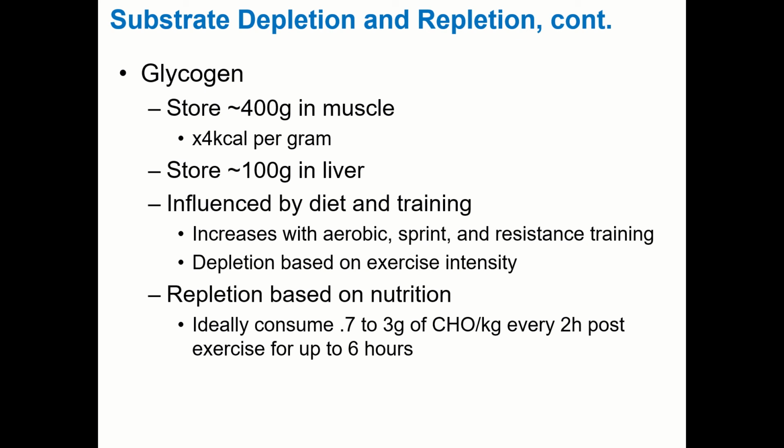Other stuff on the slide. So restoring your glycogen, that's based on nutrition. You want to consume between 0.7 and 3 grams of carbohydrates per kilogram every 2 hours post-exercise for up to 6 hours. What does that mean in English? To find your weight in kilograms, take your weight in pounds and divide by 2.2. That gives you your body weight in kilograms.